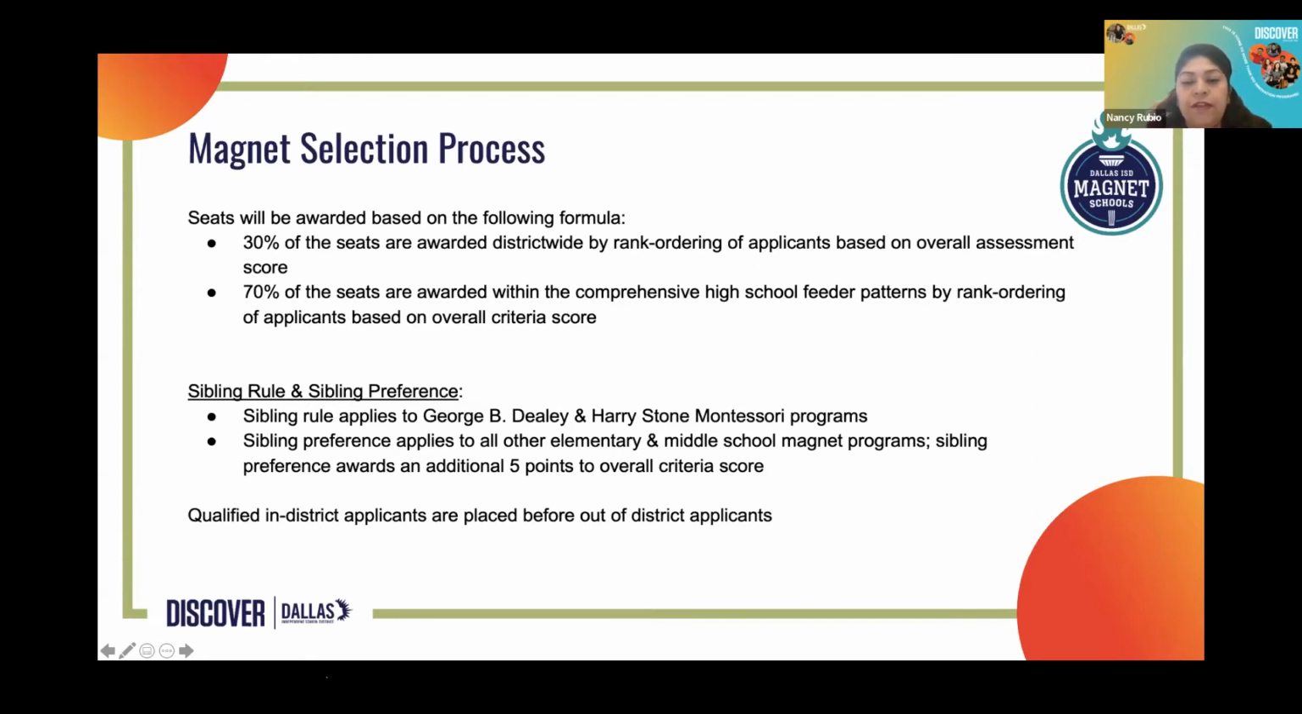Finally, we do have a sibling rule and sibling preference that applies to our elementary and middle school applicants who have a sibling attending the same school they are applying to. The sibling rule applies to our 2 Montessori programs in which qualified siblings are placed after the 30% selection. And the sibling preference applies to our other elementary and middle school programs where 5 points are awarded to the overall campus assessment score. Please note that all our in-district qualified students are placed before out-of-district students.